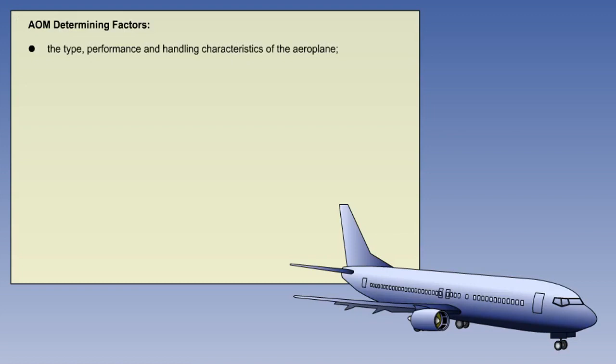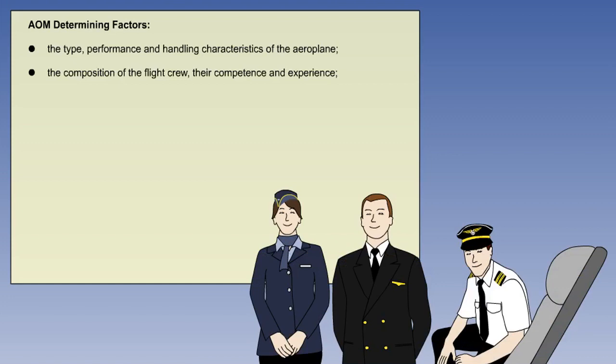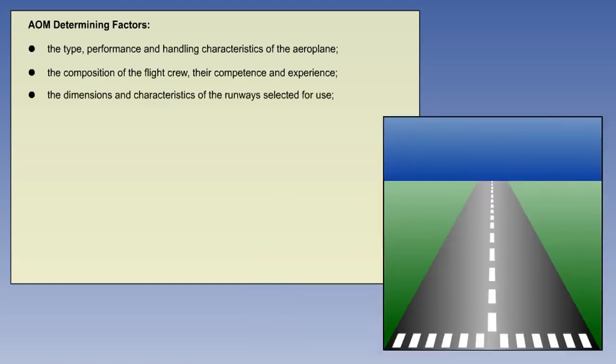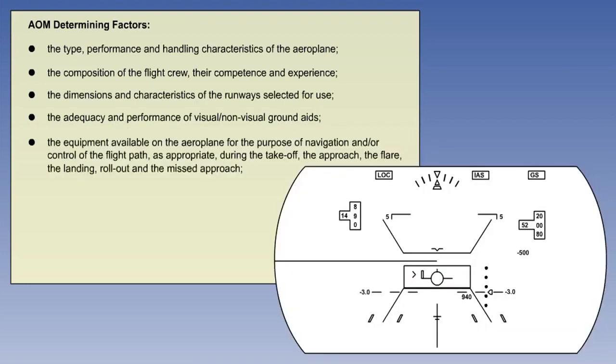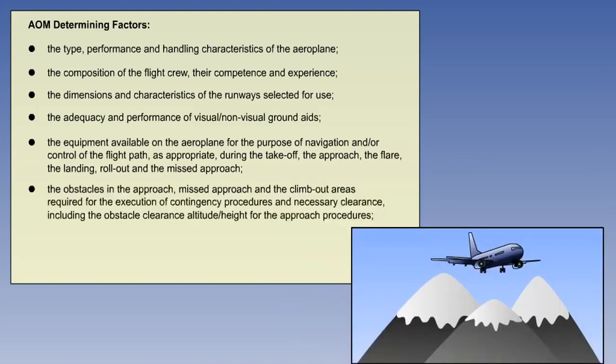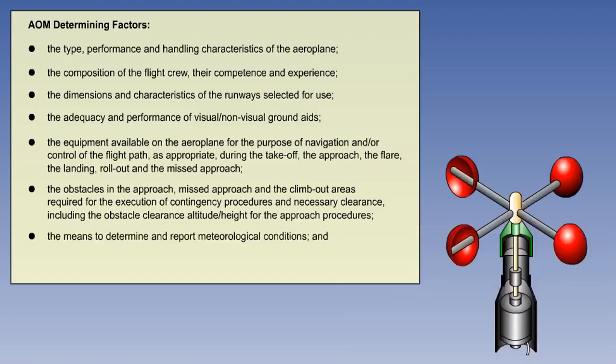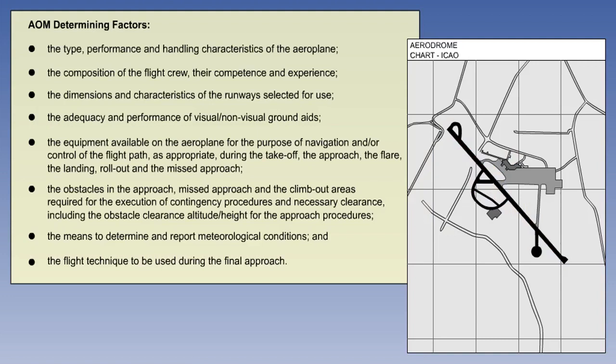When establishing the AOM, the operator must include the following factors in his determinations: the aeroplane, the flight crew, the runway, the aids, the equipment fit of the aeroplane, the terrain and the national authority established clearance minima, the meteorological situation, and finally, the method of final approach.